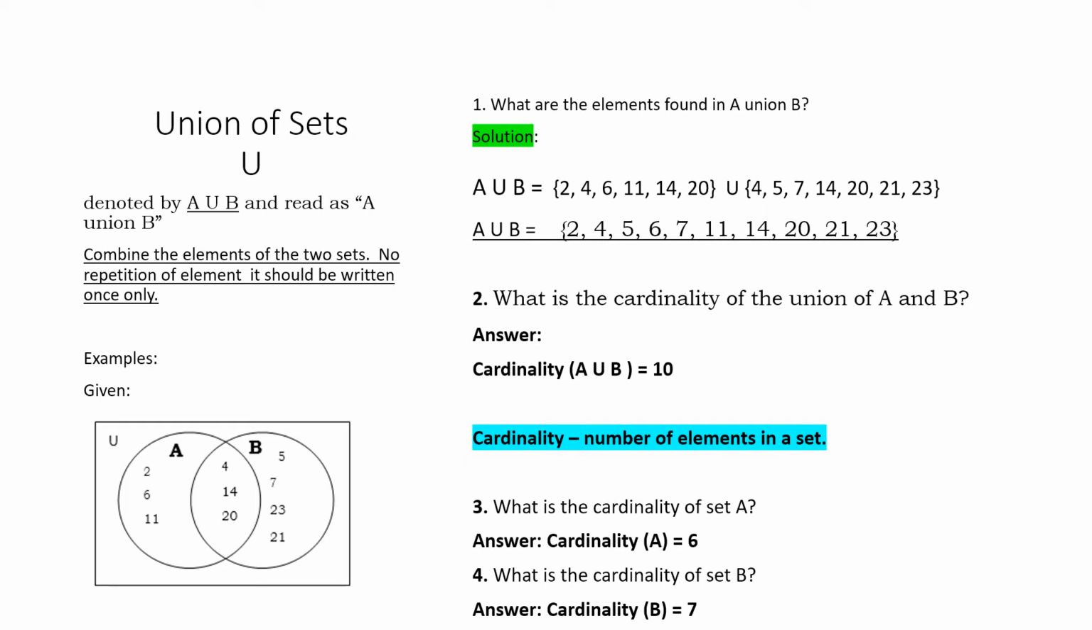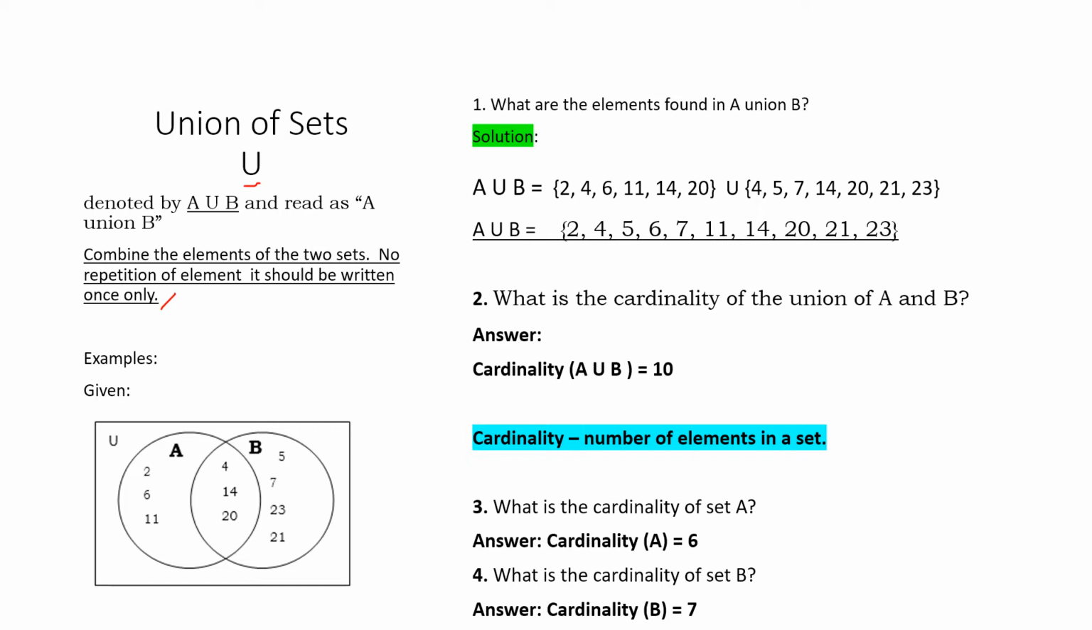Union of sets, the symbol for union of set is this. It's like letter U, capital letter U. It is denoted by A union B. Okay, this is one operation of set, union. What are we going to do if the operation is union? Combine the elements of the two sets. You are just combining the elements of two sets. But there is no repetition of element. It should be written once only.